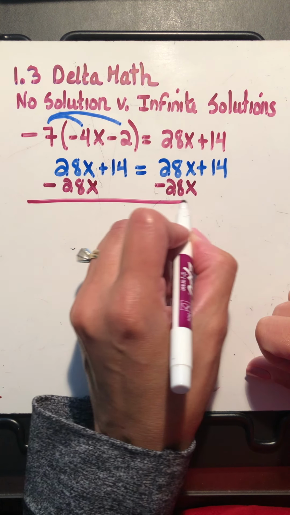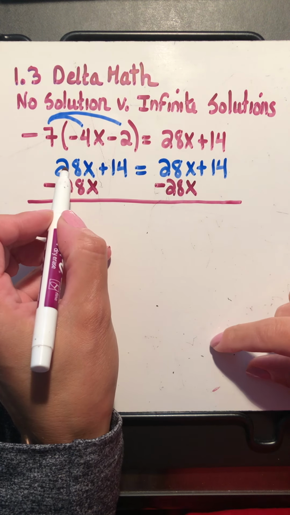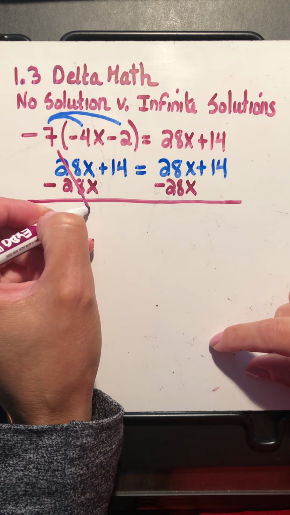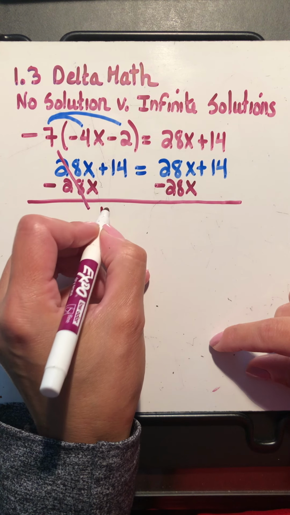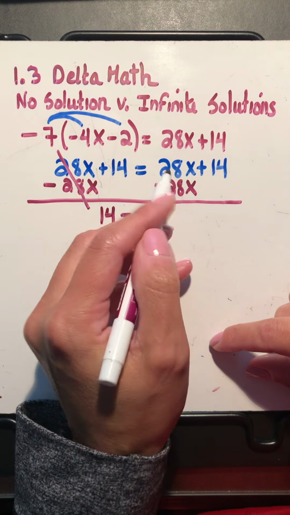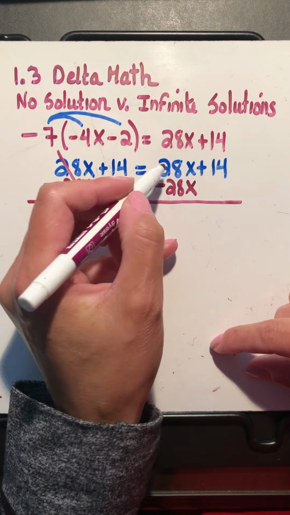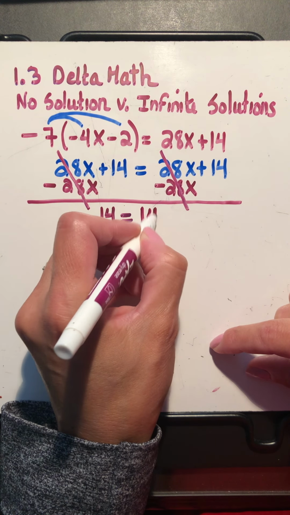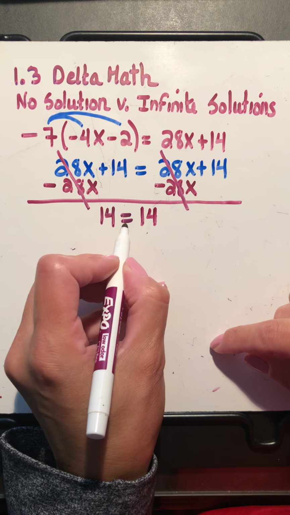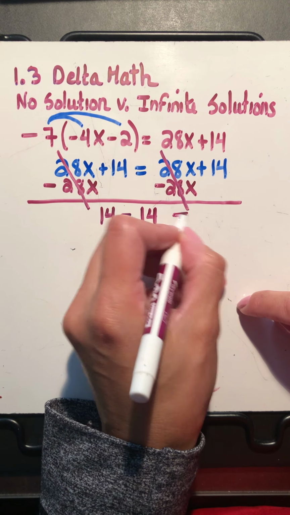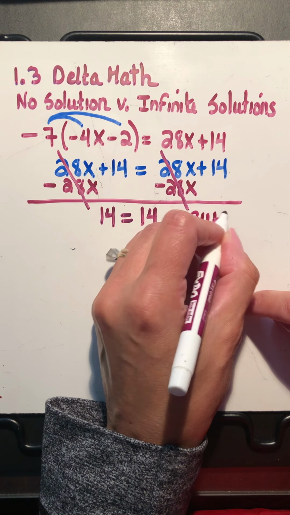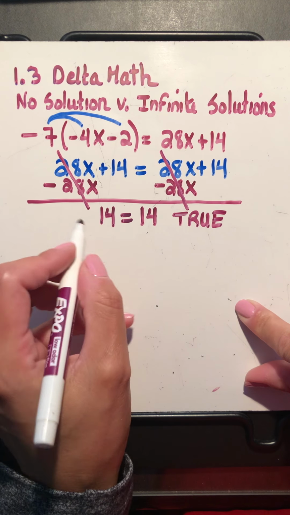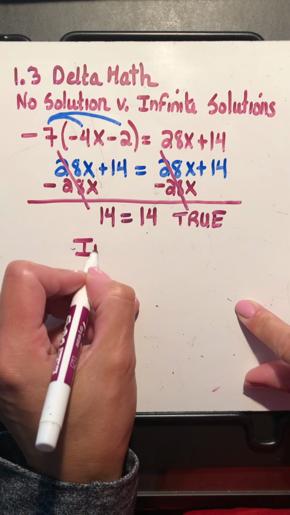If I do that, something very interesting happens. 28x and -28x add to 0, so they cancel, and I'm just left with a 14. This is equal to 28x minus 28x, which also cancels, and I'm just left with the 14. So what I'm left with is 14 equals 14. That is a true statement. What that means is that when the problem is asking me to solve for x, infinitely many solutions are possible.